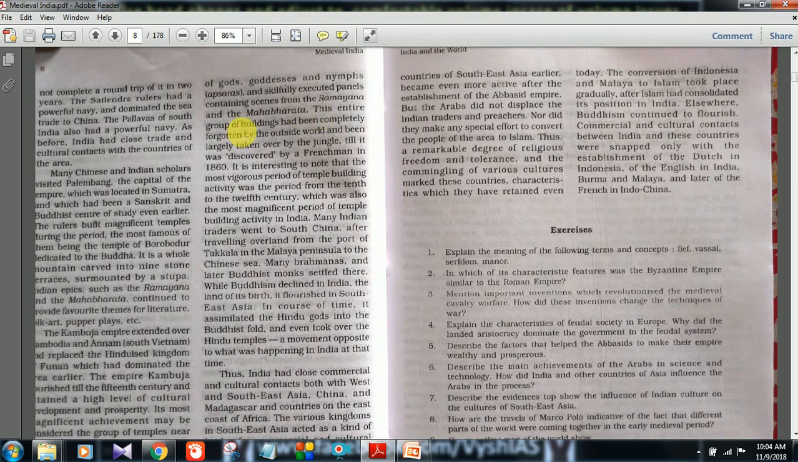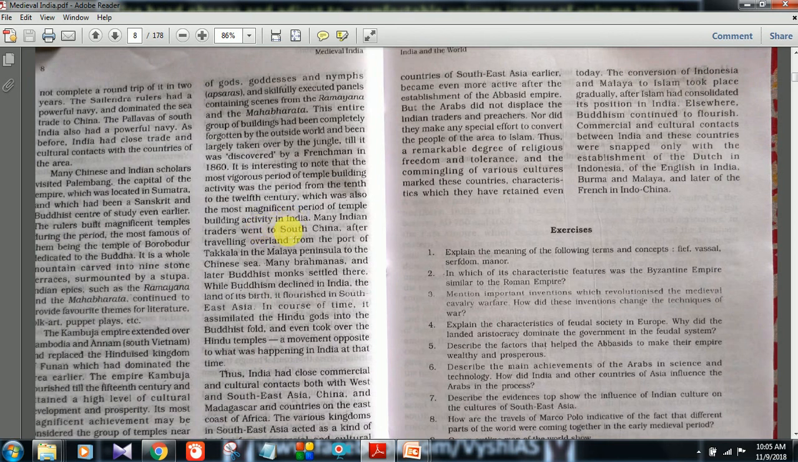This entire group of buildings had been completely forgotten by the outside world and had been largely taken over by the jungle till it was discovered by a Frenchman in 1860. Okay, so these Europeans are the ones who discovered most of the things. Okay, even in India they found out a lot of things. So it is interesting to note that the most vigorous period of temple building activity was the period from the 10th to the 12th century, which was also the most magnificent period of temple building activity in India.